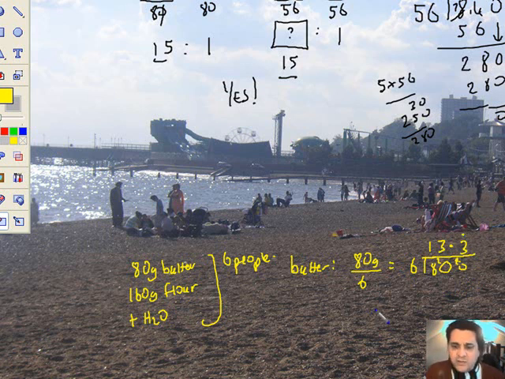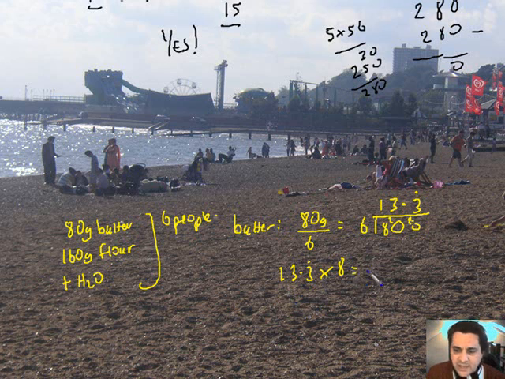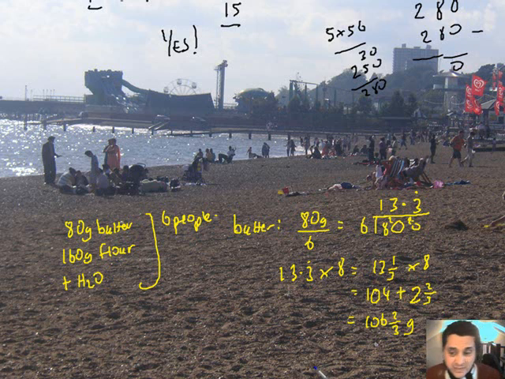Right, that's the amount of butter required for 1 person. Now for 8 people, I'm going to take my 13.3 recurring and multiply that by 8. In other words, 13 and 1/3, multiply that by 8. Let's have a look. 8 times 13 is going to be 80 plus 24, 104. And then 1/3 times 8 is an extra 2 and 2/3, so that's going to give us 106 and 2/3 of a gram. This is not even using a calculator. This is really unpleasant.